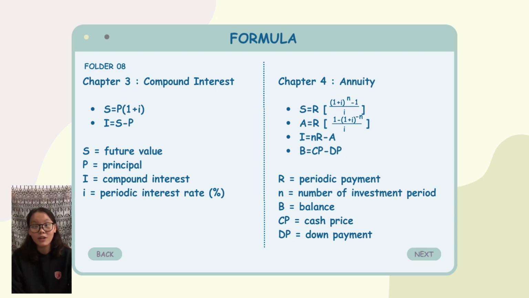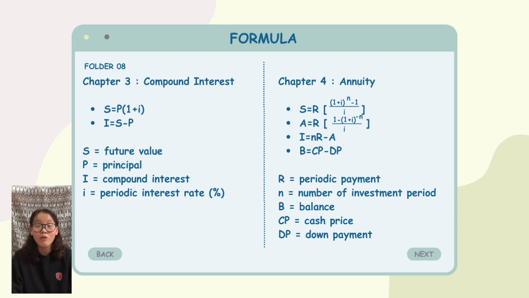We have done talking about the formulas used for case study 1. We will be moving on to case study 2, which is chapter 4. The formula used to solve case study 2 is S equals R, bracket, another bracket, 1 plus I, bracket, the power of n, minus 1 over I, bracket. That's the formula to find S.